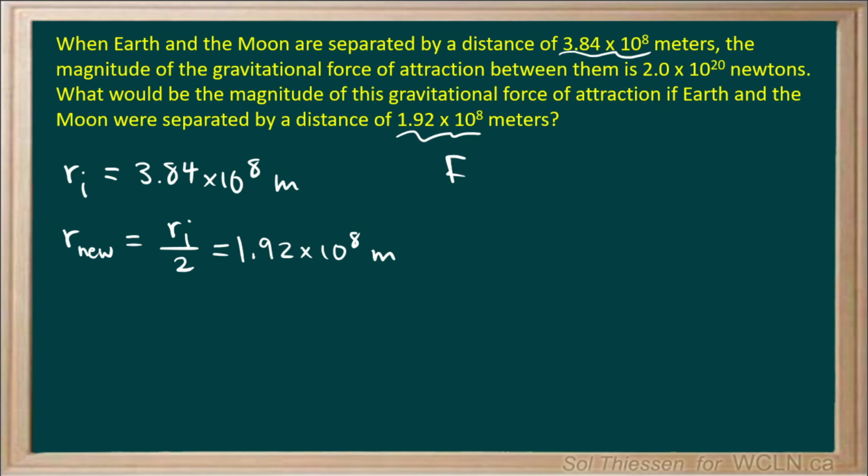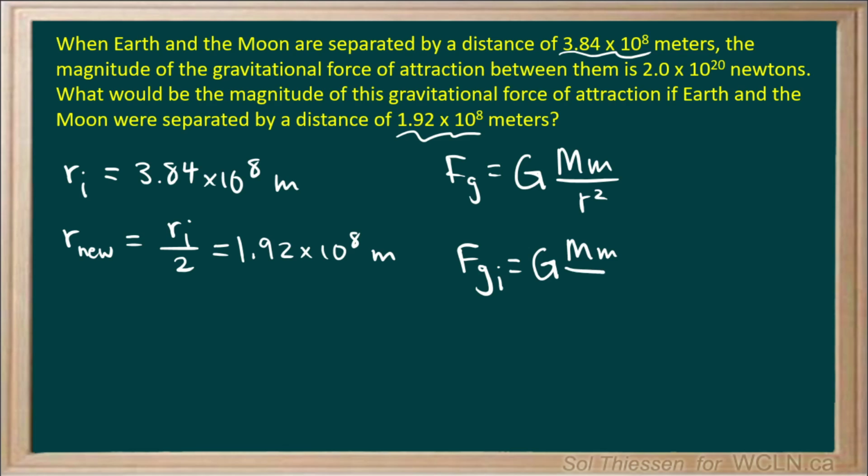We know that the force of gravity is equal to G times the mass of one object times the mass of the other divided by the distance between them squared. We know that initially this is G times the mass of the Earth times the mass of the Moon divided by the distance r with a subscript I squared, and that's equal to 2 times 10 to the power of 20 newtons.